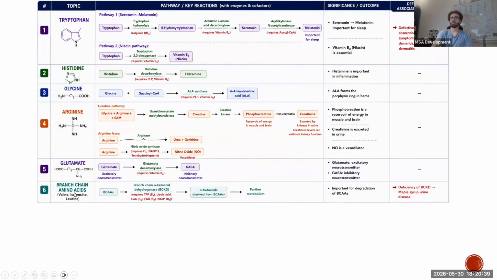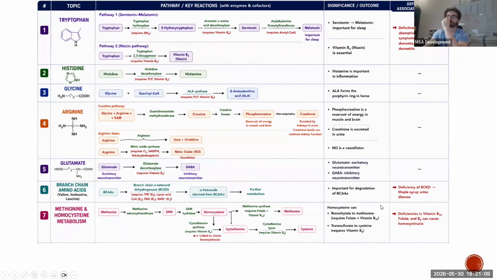Next, branched-chain amino acids. We already talked about this, guys. We literally did valine, isoleucine, leucine. How are they degraded? First, where? In skeletal muscles. How? By the enzyme branched-chain alpha-keto acid dehydrogenase, BCKD. And remember, what were the 5 cofactors it needed? TPP, which is B1, lipoic acid, CoA, which is B5, FAD, B2, and NAD, B3. We already went through this. I told you guys, if this enzyme is deficient, we will have maple syrup urine disease. We will talk about it in this lecture.